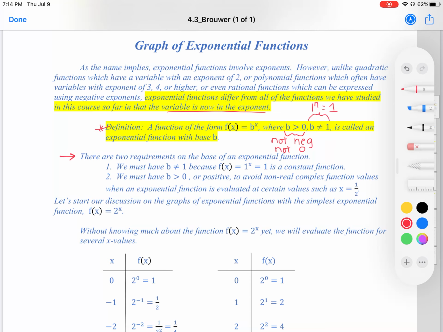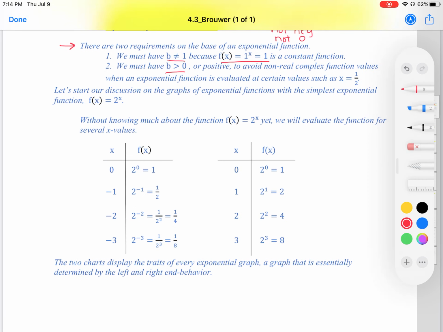Now let's talk about what we just did here. There are 2 requirements on the base of the exponential function. First, we must have b not equal to 1 because, as we said, 1 raised to any exponent will always give us back 1. Second, we must have b greater than 0, or positive, to avoid non-real complex function values when an exponential function is evaluated at certain values such as x equals negative 1/2.